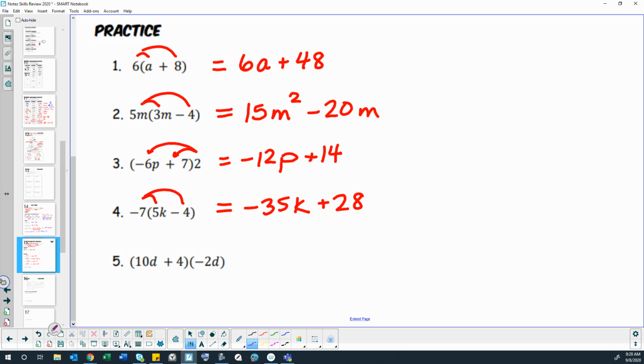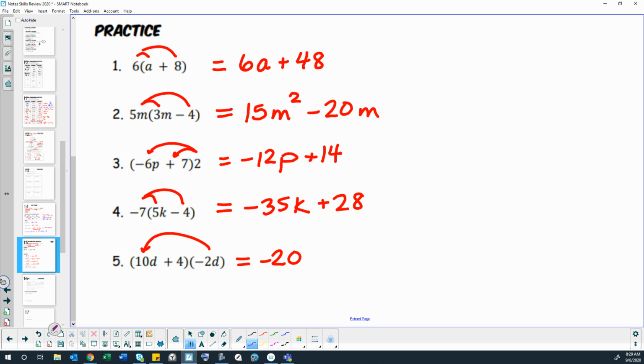Last practice problem. The term that's by itself is negative 2d. Notice how it has an extra set of parentheses around it? It's fine. It's just to make sure you know you're multiplying the whole thing through. Those parentheses really don't even need to be there. So negative 2d times 10d. Well, first let's take negative 2 times 10, which is negative 20.